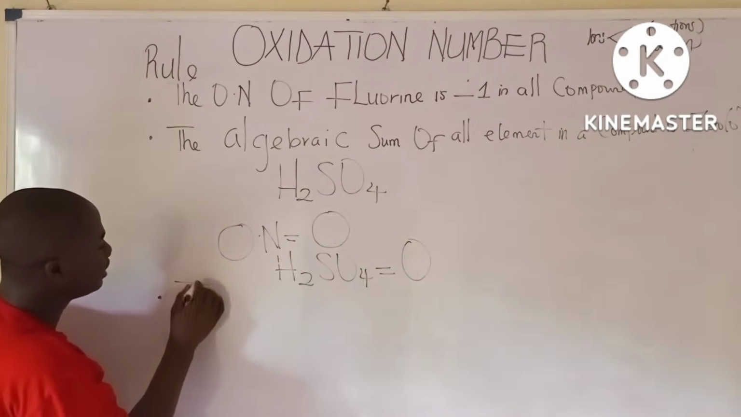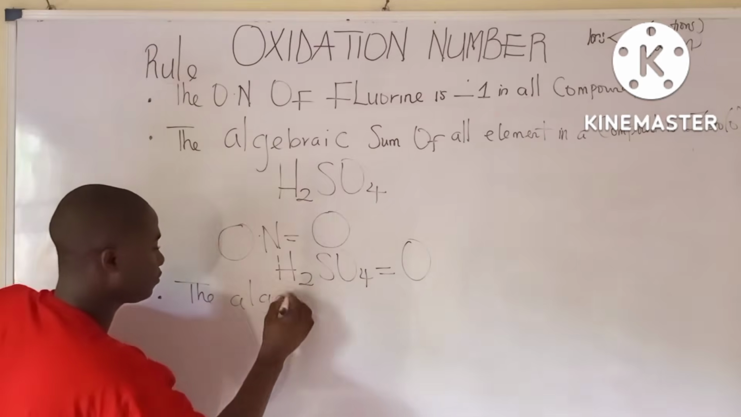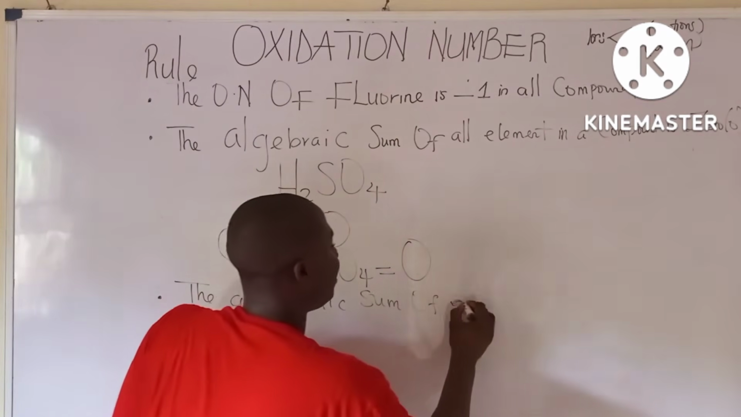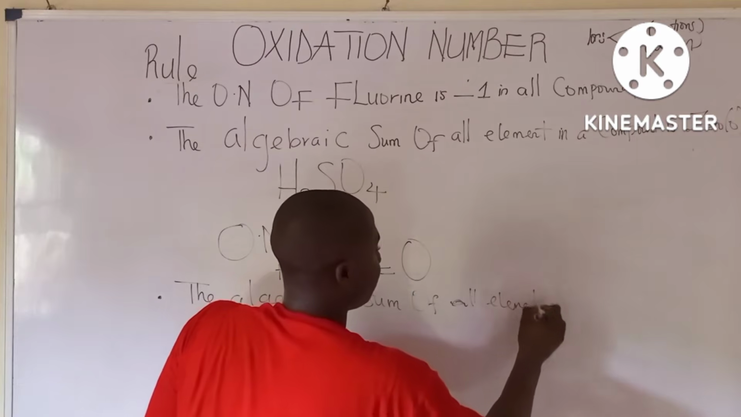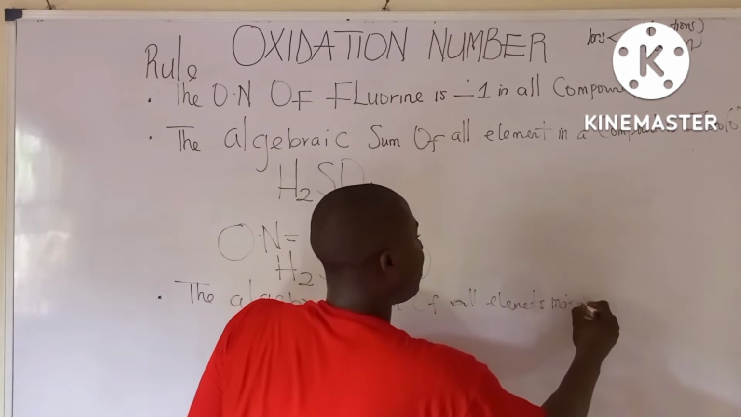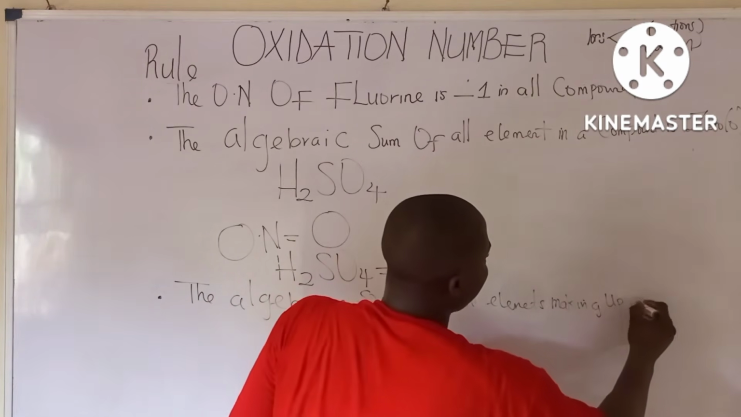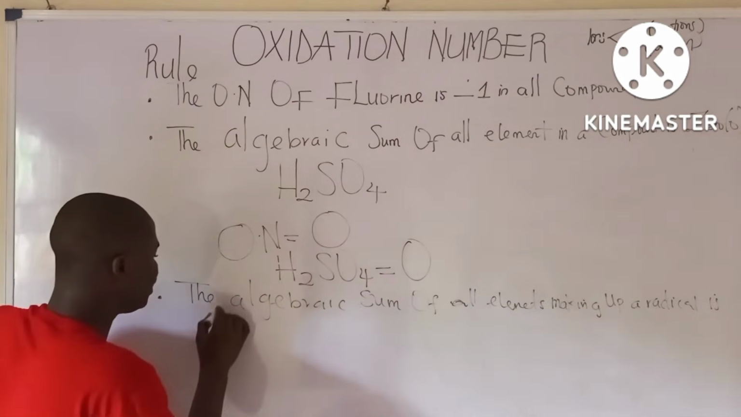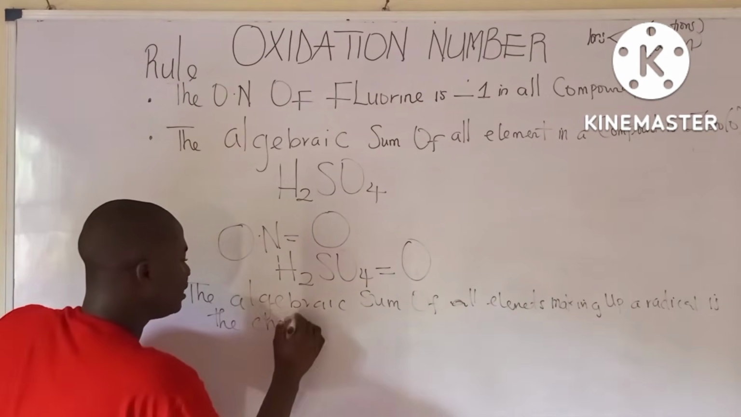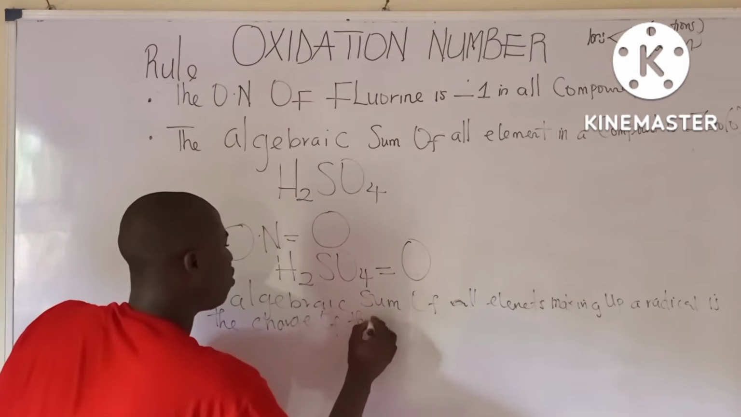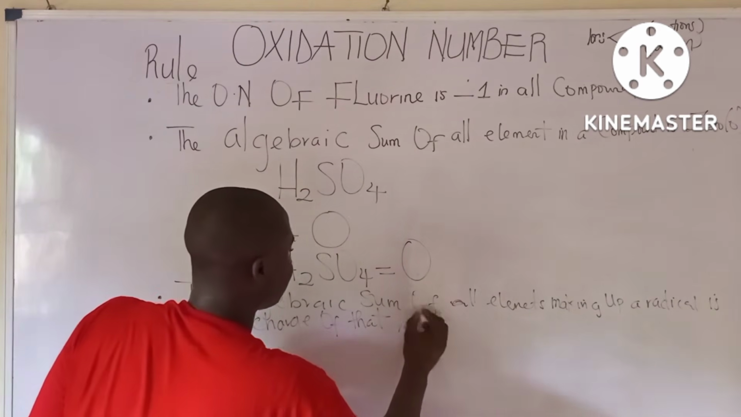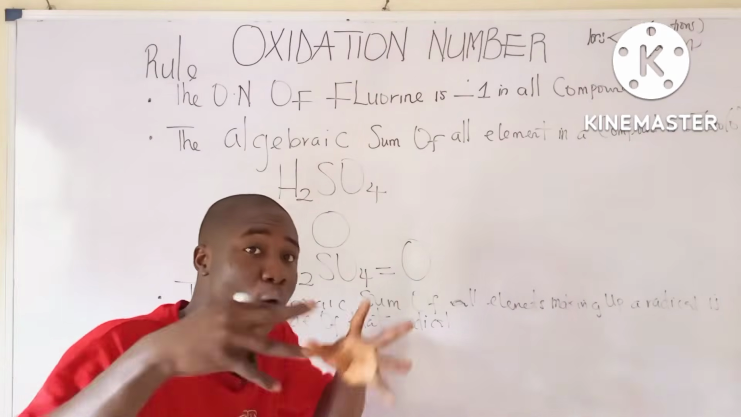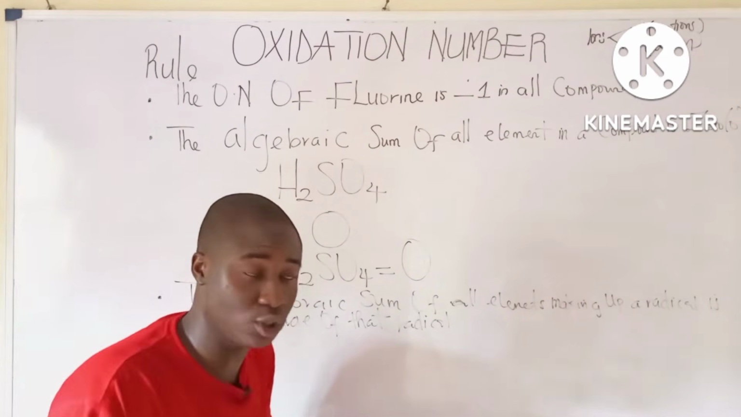The rule says the algebraic sum of all elements making up a radical is the charge of that radical. So what am I trying to say? Now, first of all, what is a radical? A radical is simply a group of atoms behaving as a single charged unit.